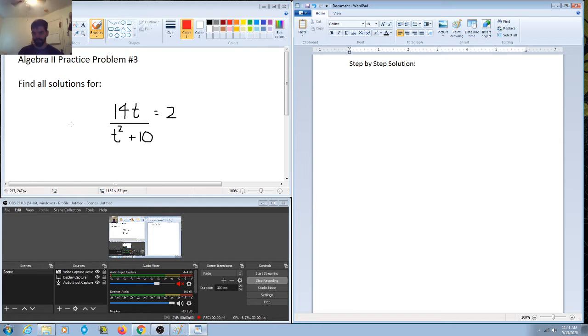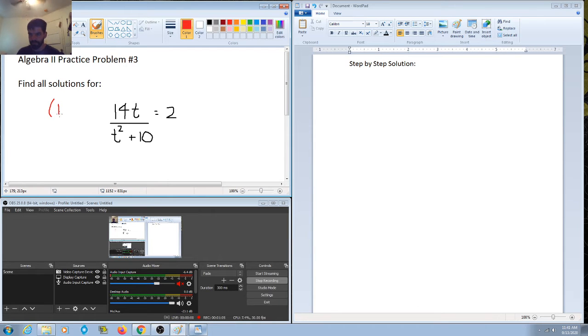Now I'm going to start in Paint here on the left hand side, because I want to show you what's going to essentially happen right from the get-go to make our lives a little easier. The first thing that you want to do is get rid of the whole fraction going on on the left side of the equation. And the way that we're going to do that is by multiplying both sides by the denominator.